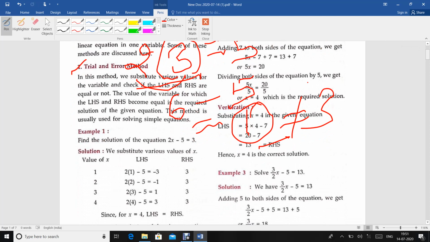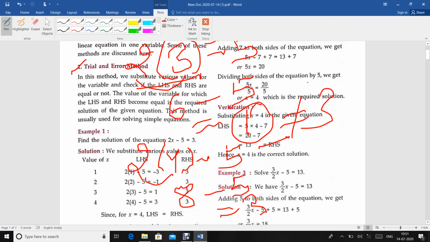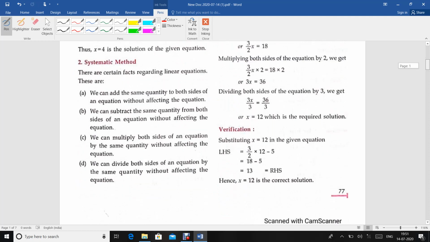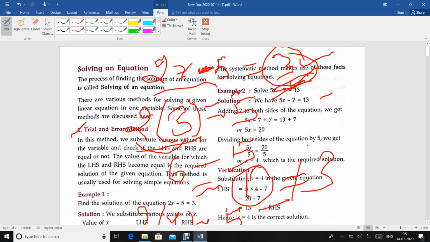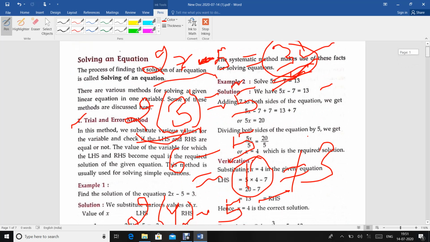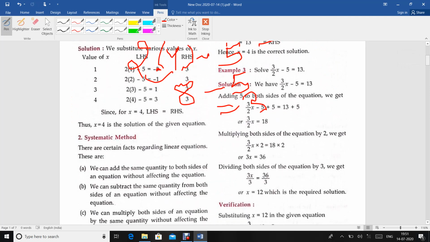The next number is 4. See, 2 multiplied by 4 minus 5. 2 fours are 8, minus 5, that is equal to 3. Also in the equation we had 2x minus 5 is equal to 3. This time if we put 4 at the place of x, then we get 3. Now the left hand side is equal to the right hand side. Means 4 is the value for x that makes the left hand side and right hand side equal, so x is equal to 4 is the solution of the given equation.